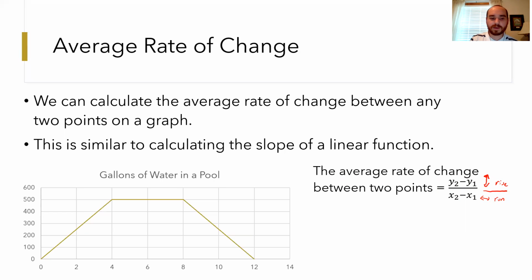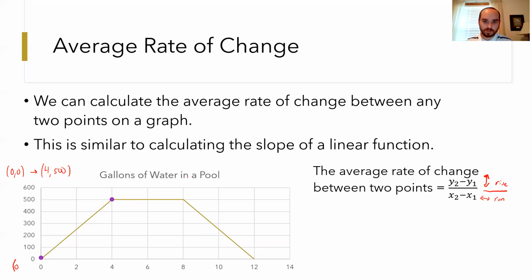So if we go back to our gallons of water in a pool, we can calculate the average rate of change between multiple different points, and it's going to be different. So let's start with, if we do between the points last time that we used as x1 and x2. So that's 0, 0, sorry, I can't write that low apparently. So 0, 0, and 2, 4, 500.